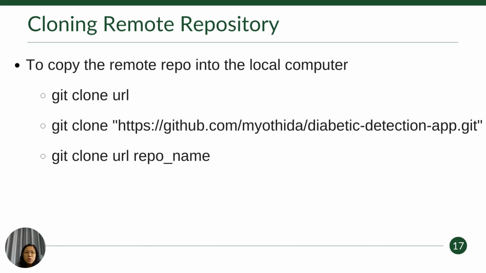So for that, you just use a git clone command, followed by the URL. Here my URL is on GitHub, with my name and the app. So for this URL, you just give it the URL and then clone it into your local computer. This will create a duplicated folder in your computer with the name of the app. Let's say if you want to change the name of the folder, you can put the repo name after the URL, all right?